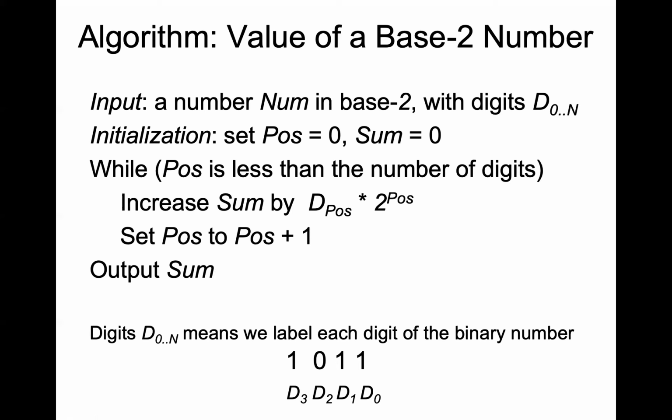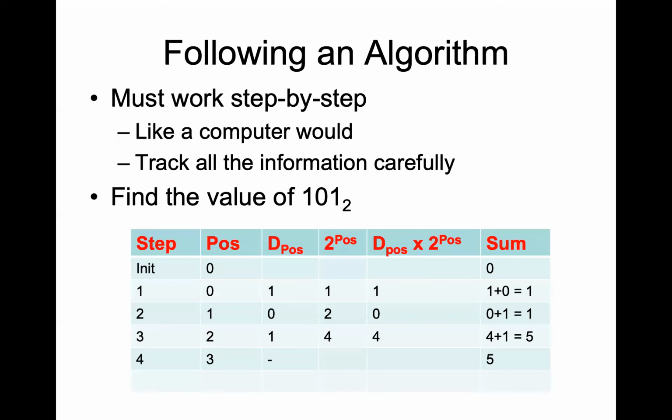Okay, so let's go through this algorithm. We just want to keep track of everything that's going on here. It's a little bit more involved numerically or mathematically than algorithms we've seen before. It's probably not more complicated than algorithms that we've seen, like some of the sorts, but there's a little bit more to keep track of. So what we're going to do here is find the value of 101 written in base 2. So the binary number 101. The question is, what is the number represented by it?